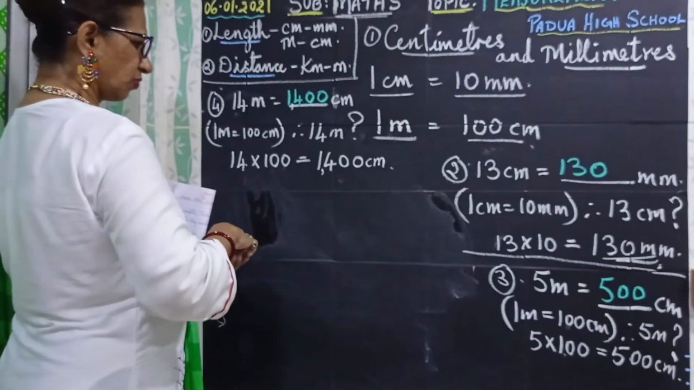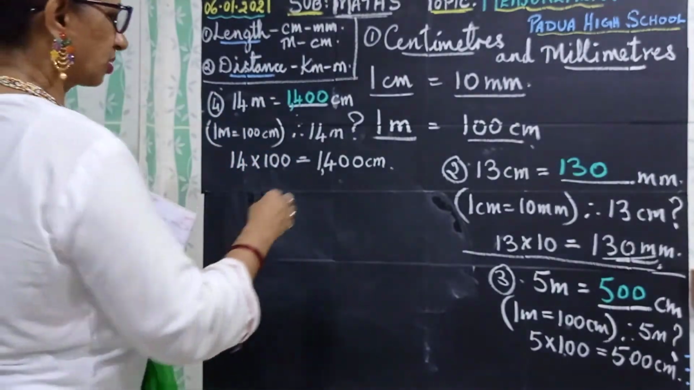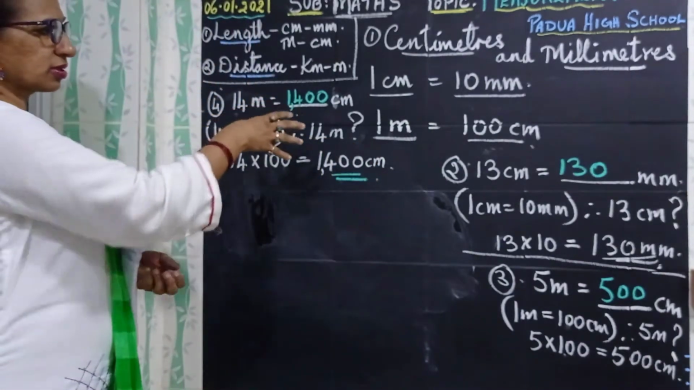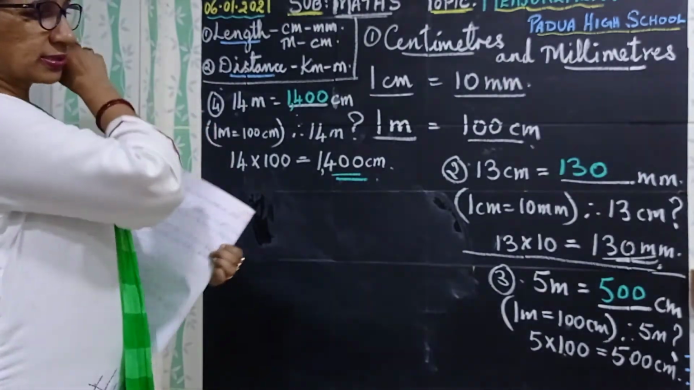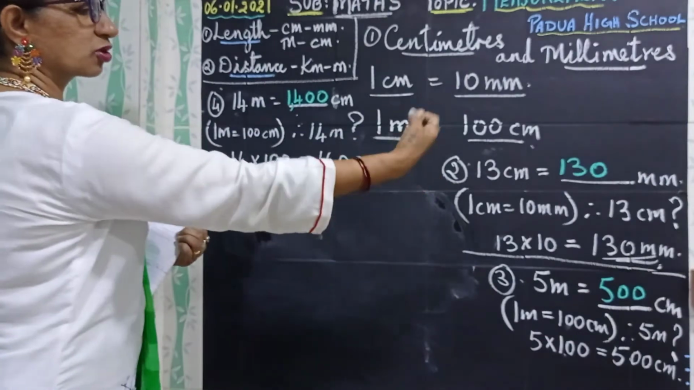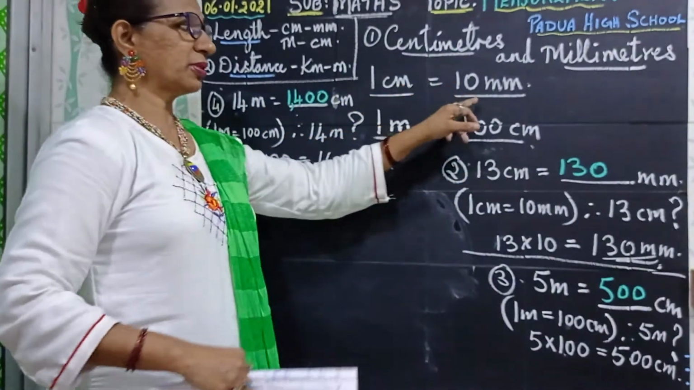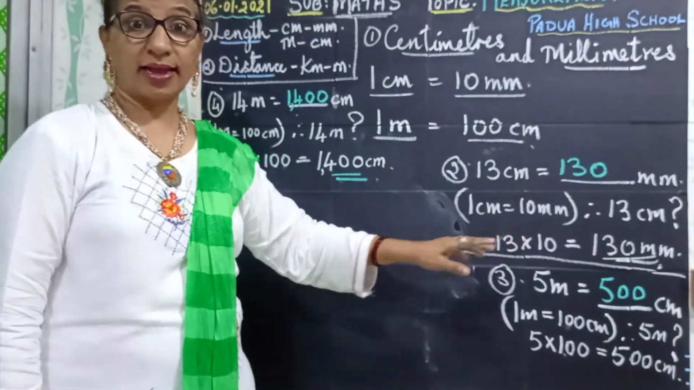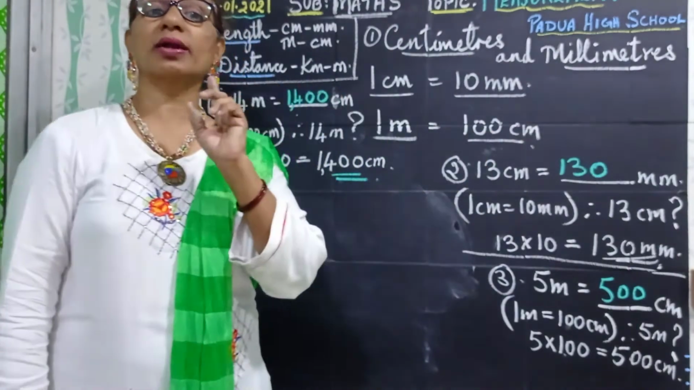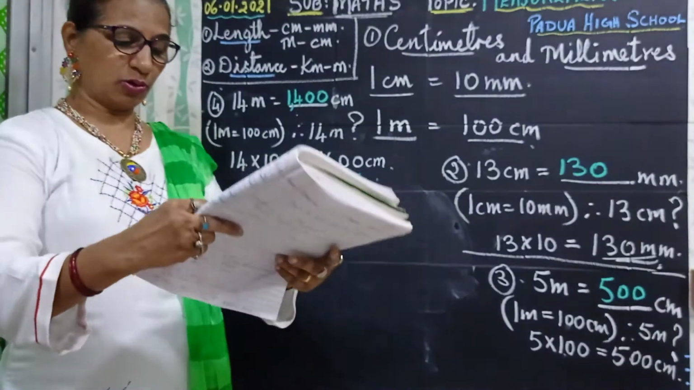Okay, 1400 centimeters. Have you followed now? Yes, children. So this is how it is. This is your answer here. Okay, children. So it is as simple as this. These sums, converting from meters to centimeters, converting from centimeters to millimeters. When you're converting centimeters to millimeters, you multiply by 10. And when you convert meters to centimeters, you have to multiply by 100. Okay. So if you remember this, you will never go wrong.